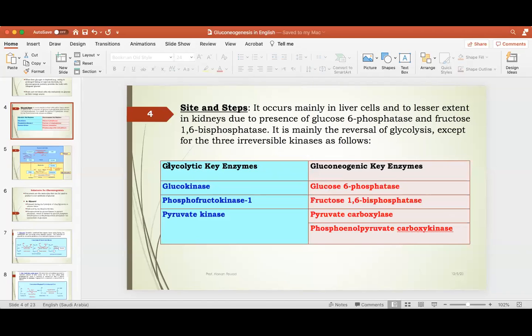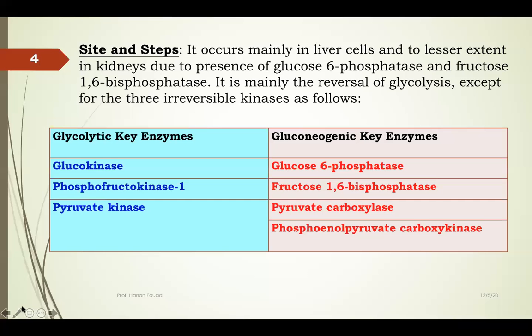As you see, these are the irreversible enzymes of glycolysis. Okay, I will make a slide share because it's much easier to use a slide share. These are the irreversible enzymes of glycolysis. Glucokinase, of course, you should study glycolysis. Phosphofructokinase 1, pyruvate kinase. The 3 irreversible enzymes of glycolysis, you have to study them perfectly.